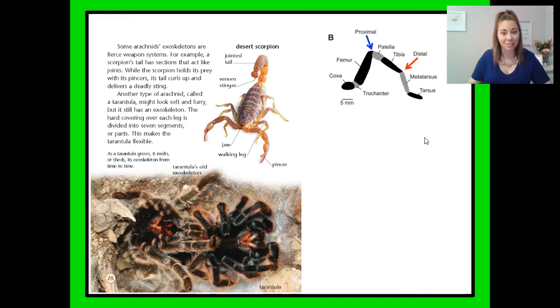There we go, segments, parts. And again, it happened to work out that I was able to find a picture of the seven segments of a spider's leg. So if you're really into spiders, you could even memorize or learn all the parts of their leg. Fun fact of the day. And it says, as a tarantula grows, it molts or sheds its exoskeleton from time to time. So then we have the tarantula's exoskeleton over here. And then we have a diagram of the desert scorpion with its jointed tail, its venom stinger, its jaw, walking leg, and pincer.